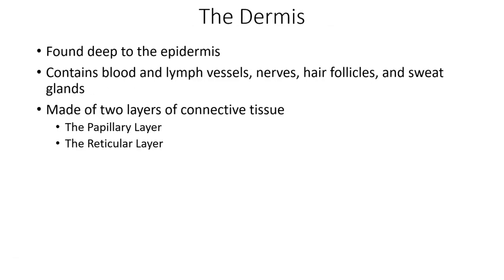Then we'll talk about the dermis. So this is deeper. This is going to have our blood and lymphatic vessels, nerves, hair follicles, sweat glands, oil glands, and we have 2 main layers of connective tissue here, the papillary layer and the reticular layer.